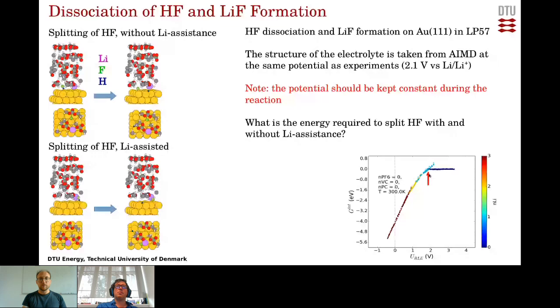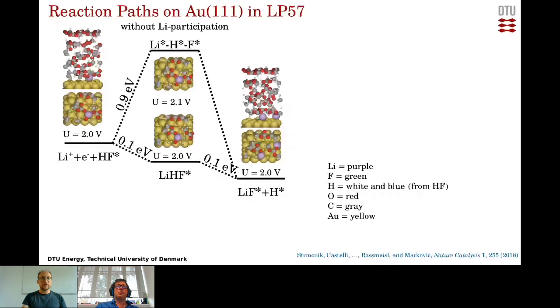We take the structure of the electrolyte at 2.1 volts, that is this point here, and the potential should be kept constant during the reaction. Otherwise, we are comparing two different things. And then we can plot the reaction path like this. In the upper path, HF gets on the surface, splits, and then eventually forms lithium fluoride. And the splitting of HF by itself takes around 0.9 electron volts. This is done on gold, but other metals, as I will show later, behave in the same way.